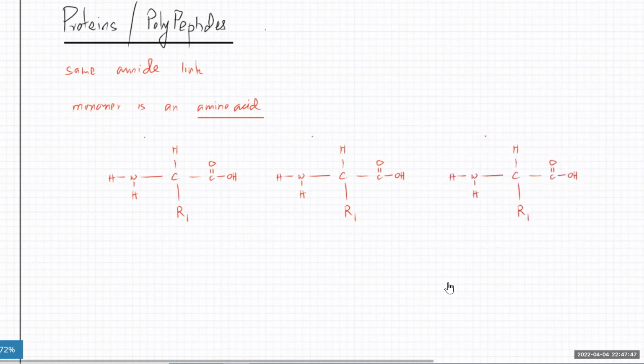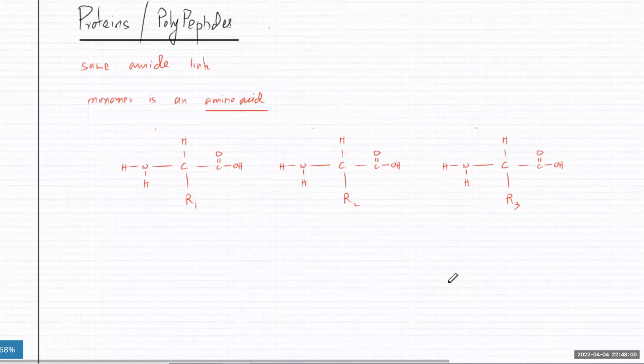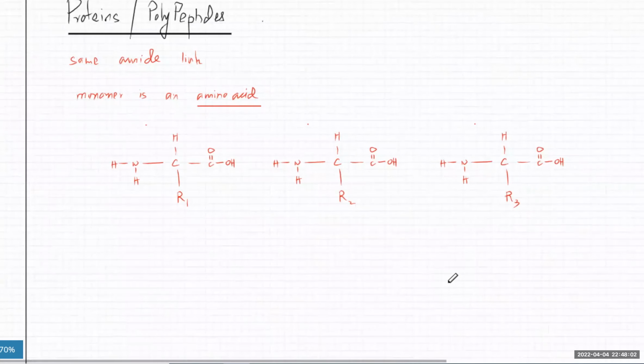Now, the only difference between all these monomers, all these amino acids, is this R group. So humans are made out of like 19 to 21 different amino acids. And the same thing would kind of happen.